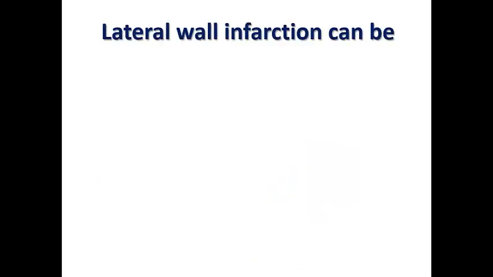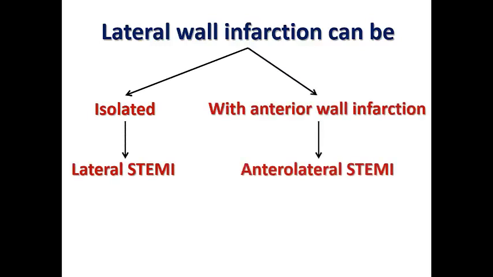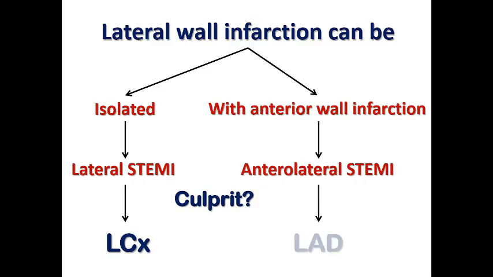Lateral wall infarction, of course, can be isolated, and in this case it is called lateral STEMI, and it can be associated with anterior wall infarction as the original infarction, and so it is called anterolateral STEMI. Of course, the culprit artery in lateral STEMI is mostly the LCX territory, and in anterolateral STEMI mostly it is the LAD territory, and anterolateral STEMI is much more common than lateral STEMI. So lateral wall infarction, in most cases, would be combined with another territory like the anterior wall infarction, and it is less common to be isolated.